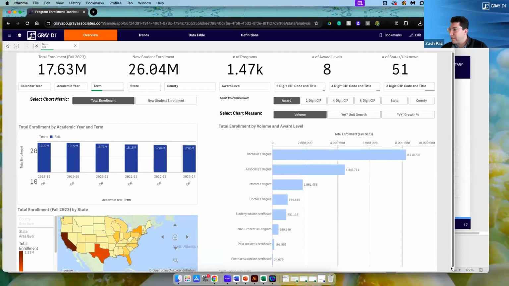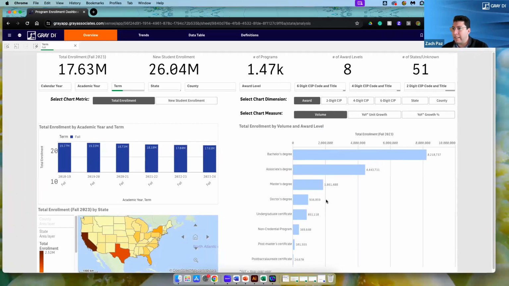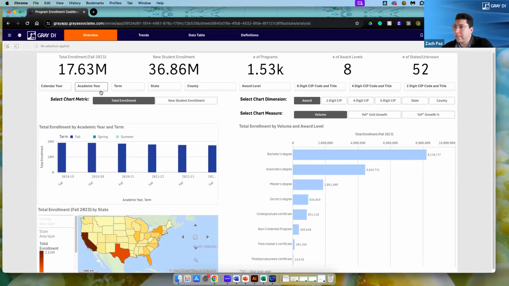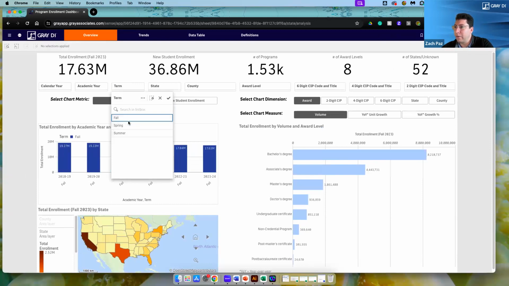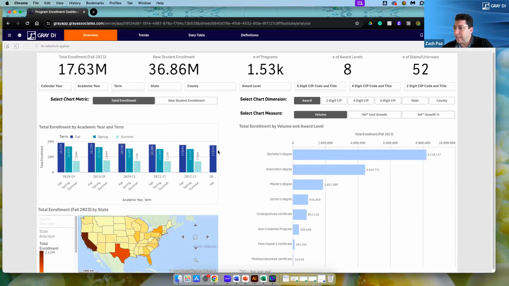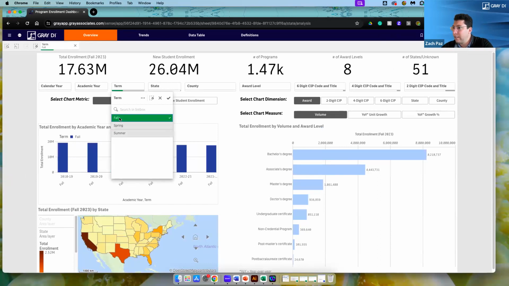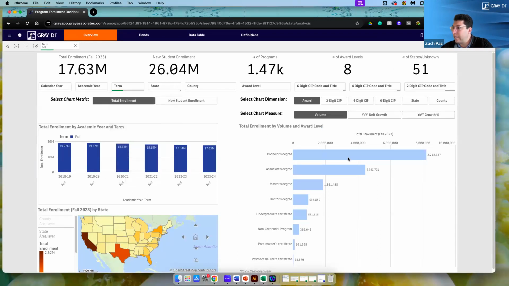So here's a live look at the enrollment dashboard. Right now, I just picked the fall term. And as you can see, we're now starting off collecting data for what we're considering the new academic year. So this is the fall 2023 data. So I'm just going to select the fall data. When I select that, I can then see the volume.